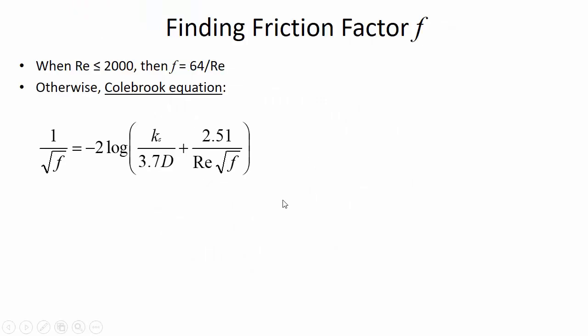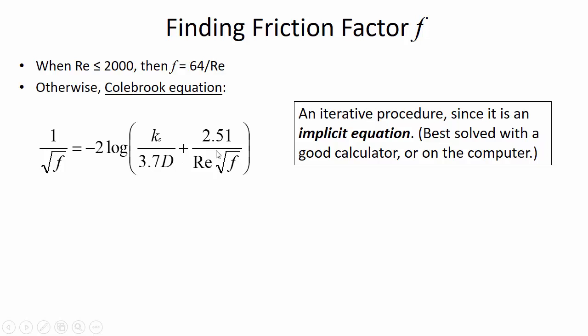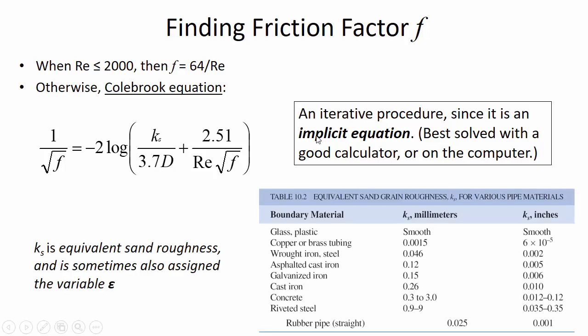So here's the first, most accurate across a wide range of water temperatures, because we can adjust the kinematic viscosity that goes into the Reynolds number. This is valid across an enormous range of relative roughness values, k sub s to D. So it's really a flexible equation, but it's best solved with a calculator or on the computer.